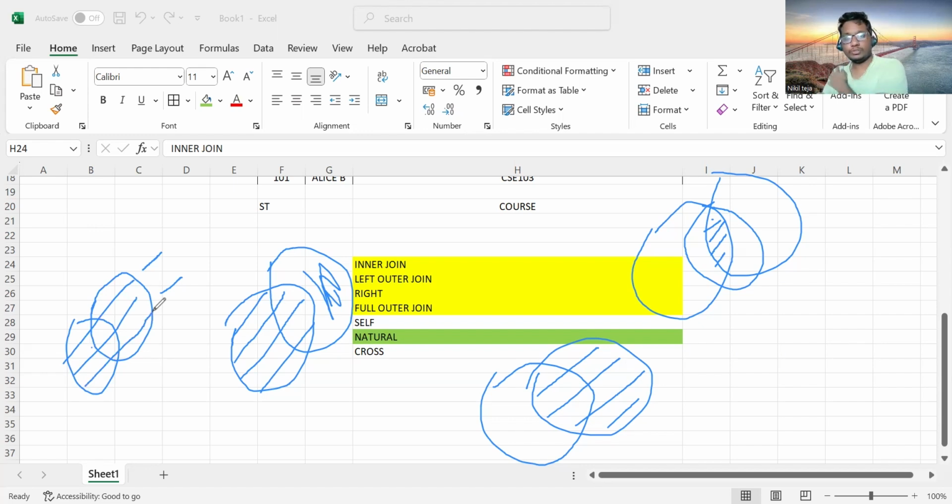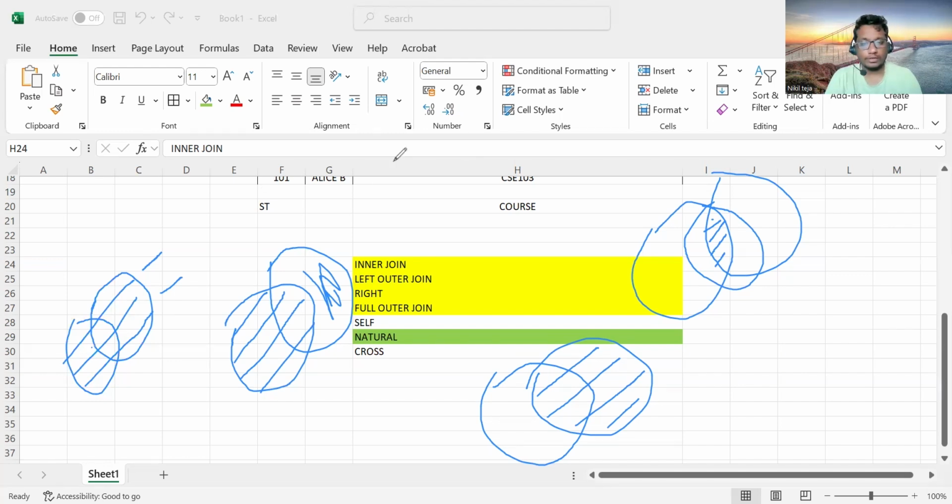Sorry, to repeat again, inner join is nothing but only the common data from the tables. We will not be getting any data related to the left table or right table. We will be getting only the common data of both the tables. Left outer join is nothing but we will be getting the data from the left table as well as common data. Right outer join is completely opposite to left join. That is, we will be getting data from the right table and common data. And full outer join is nothing but we will be getting the data from both the tables. So this is about joins, guys.